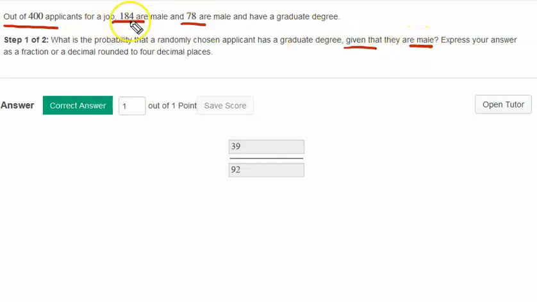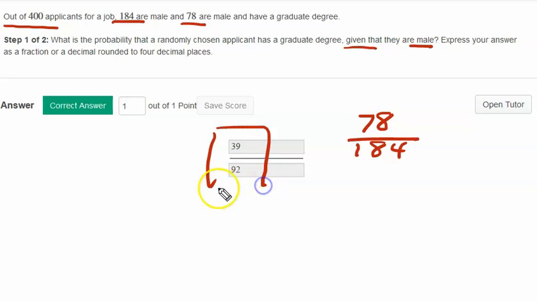So how many males do we have? Well, there's 184 males. And this many have graduate degrees, 78. And if you divide each, they're even, you can take out a 2, you'll get the ratio in its fractional form. Now, if you put this into your calculator, you can round it to 4 decimal places. They'll accept that as well.